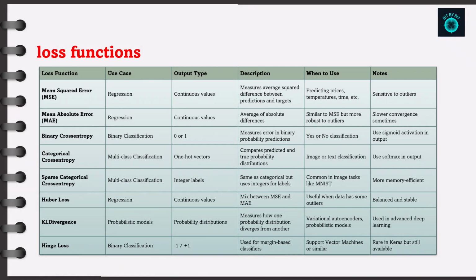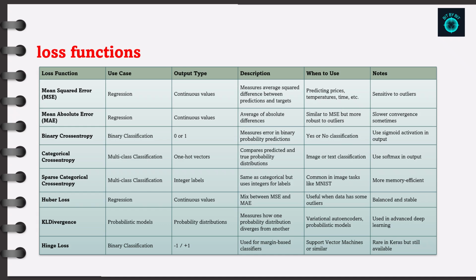Loss functions. Loss functions tell our neural networks how wrong they are. They measure the difference between predicted values and the actual target values. The optimizer then uses this feedback to adjust the model's weights. Let's look at the most common ones. For regression problems, we use mean squared error, or MSE. It squares the difference between predicted and true values, so large mistakes count more. If your data has outliers, MSE can be sensitive to them.